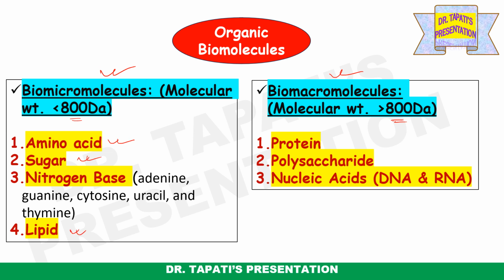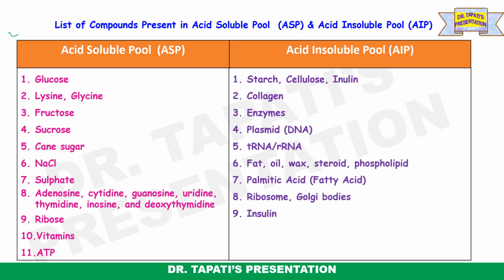So among these biomicromolecules, amino acid, sugar, nitrogen base, these come under the acid soluble fraction, the acid soluble pool, whereas lipid comes in the acid insoluble pool. Now if you consider biomacromolecules, protein, polysaccharide and nucleic acids, they come inside the acid insoluble pool, or the retentate part. This is a list of compounds present in the acid-soluble pool and in the acid-insoluble pool.